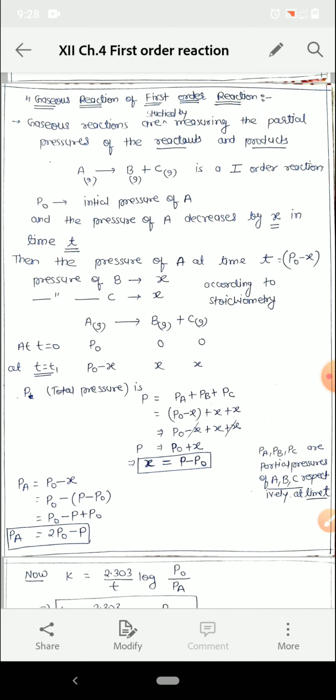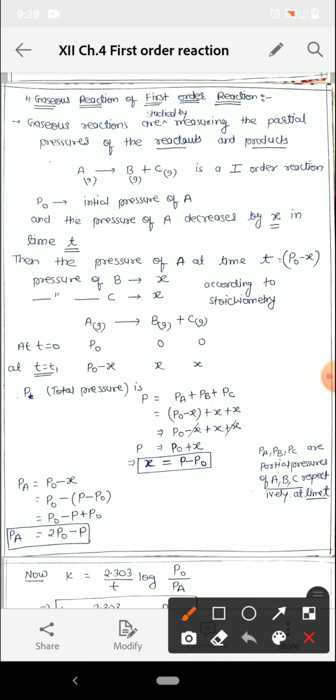Next, the gaseous reaction of first order reaction. Suppose in the question there is no R1 and R2 given, but there is initial pressure and the pressure at any time is given. तो दैट टाइम हमारे पास जब रिएक्टेंट की कंसंट्रेशन नहीं है, तो हमें प्रेशर से क्वेश्चन को सोल्व करना है, तो हम कैसे करेंगे वो हम सीखते हैं। ओके, सो the gaseous reactions are studied by measuring the partial pressures of the reactant and the products.